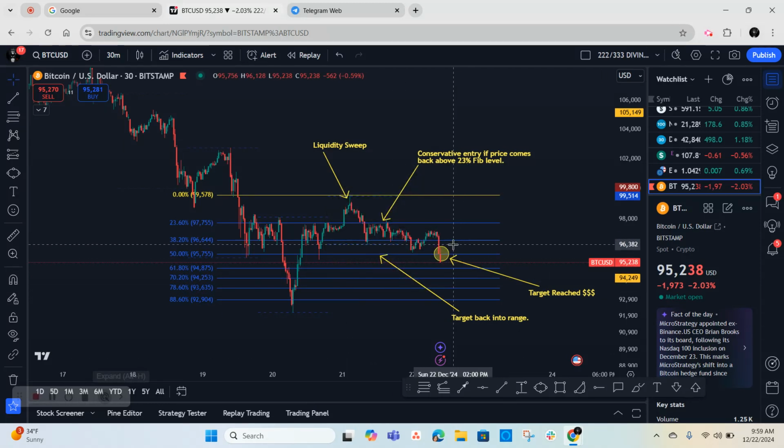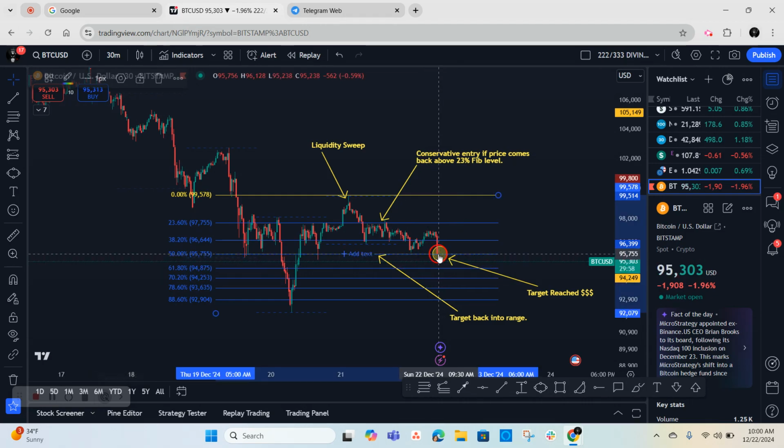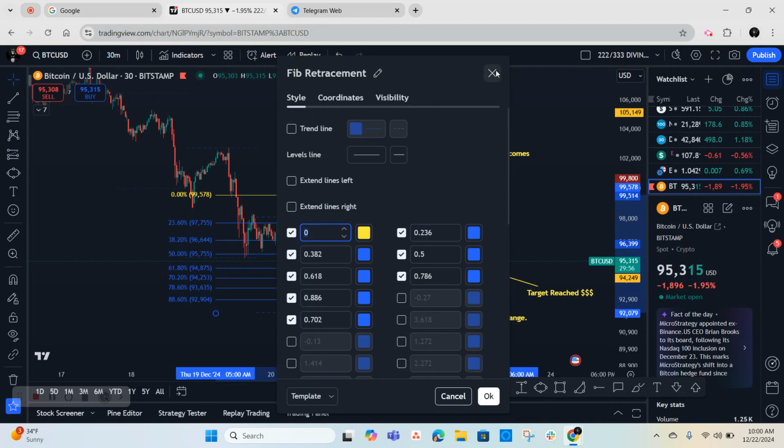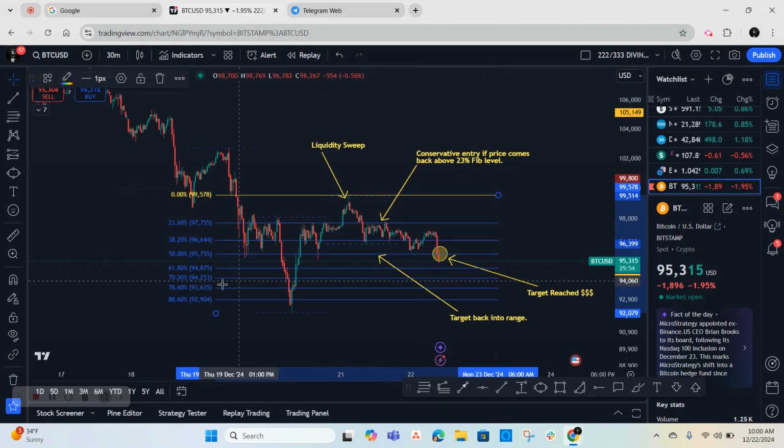All right, so our first target was achieved right here. In fact, we're going lower. Looks like we're going to the 61%. You remember when we use this strategy, we want to go for 50% first. Second target's a 61%, if you decide to have a secondary target. Now, what was the strategy?